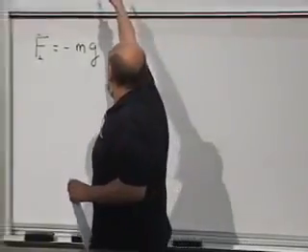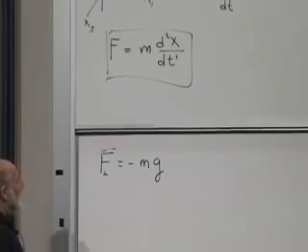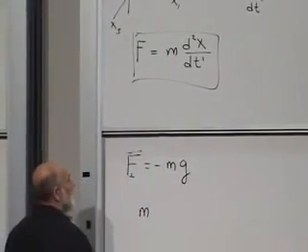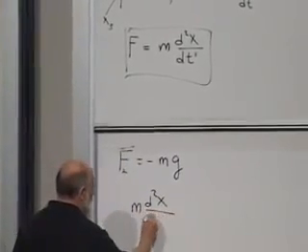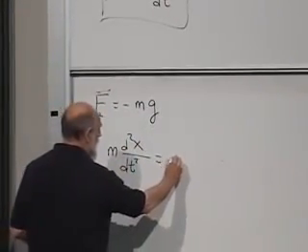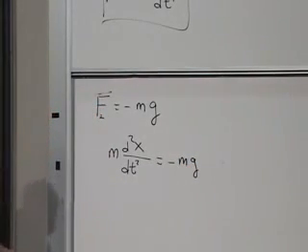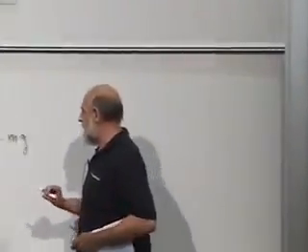Well, if we combine F equals ma with the force law, this is the law of force, then what we find is that mass times acceleration, d²x, this is the vertical component, by dt squared, is equal to minus mg, period. That's it. Now, the interesting thing that happens in gravity is that the mass cancels out from both sides. That is what's special about gravity. The mass cancels out from both sides.